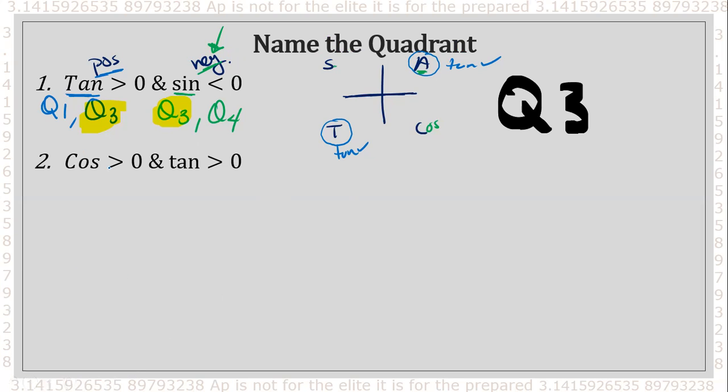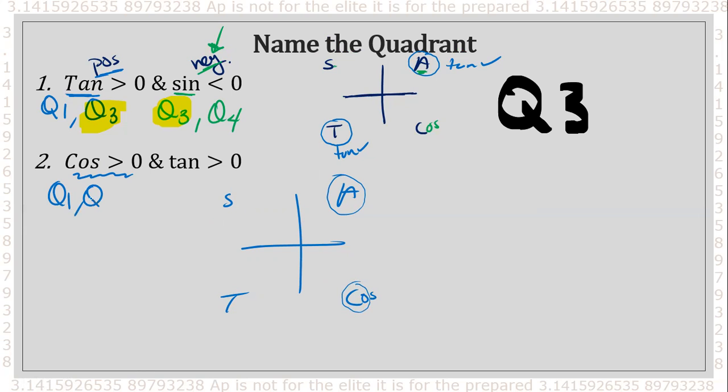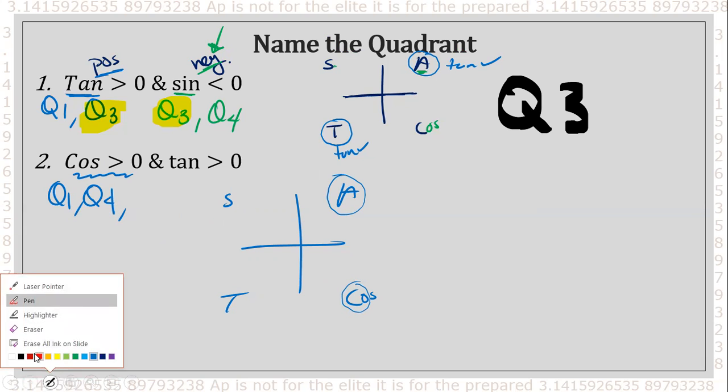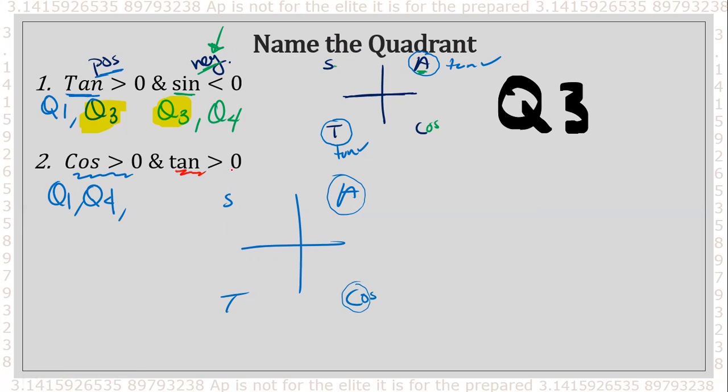Okay, so we have this one right here. Cosine is greater than 0. So let me go ahead and draw another x and y. So all students take calculus, and we have the following. Cosine is positive, and we saw that cosine is positive in A, where everything's positive, so quadrant 1. And where else is cosine positive? Hopefully you're able to see that quadrant 4, because this is for cosine, is also positive.